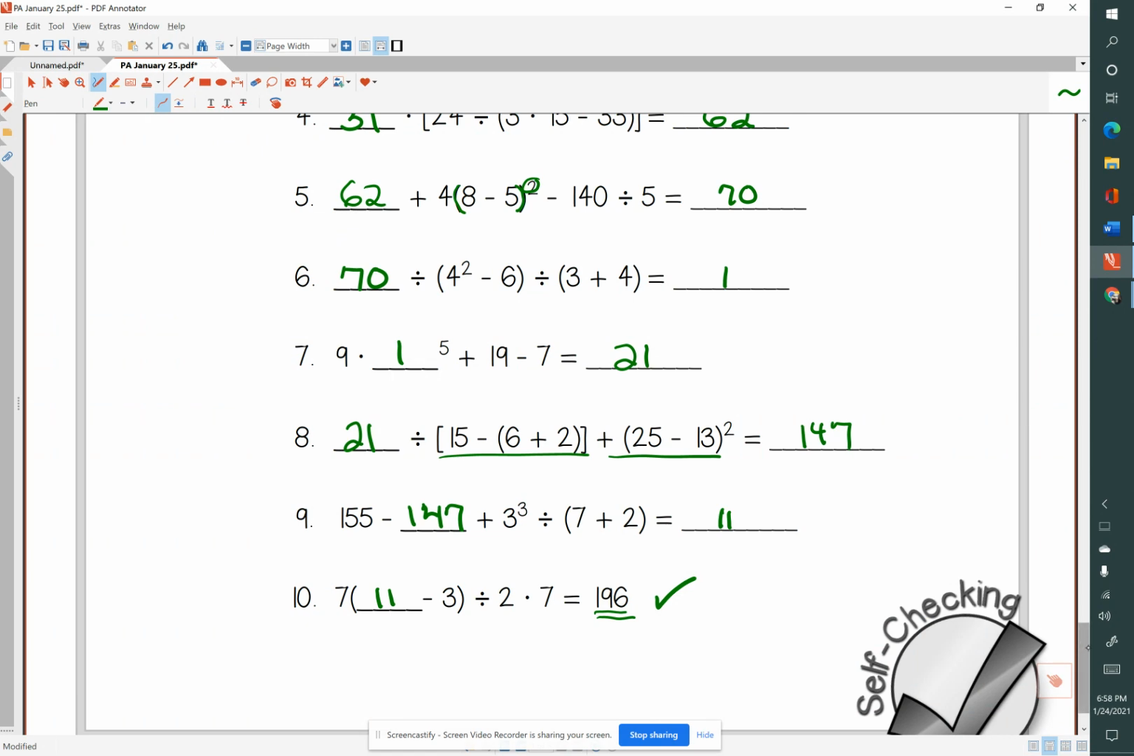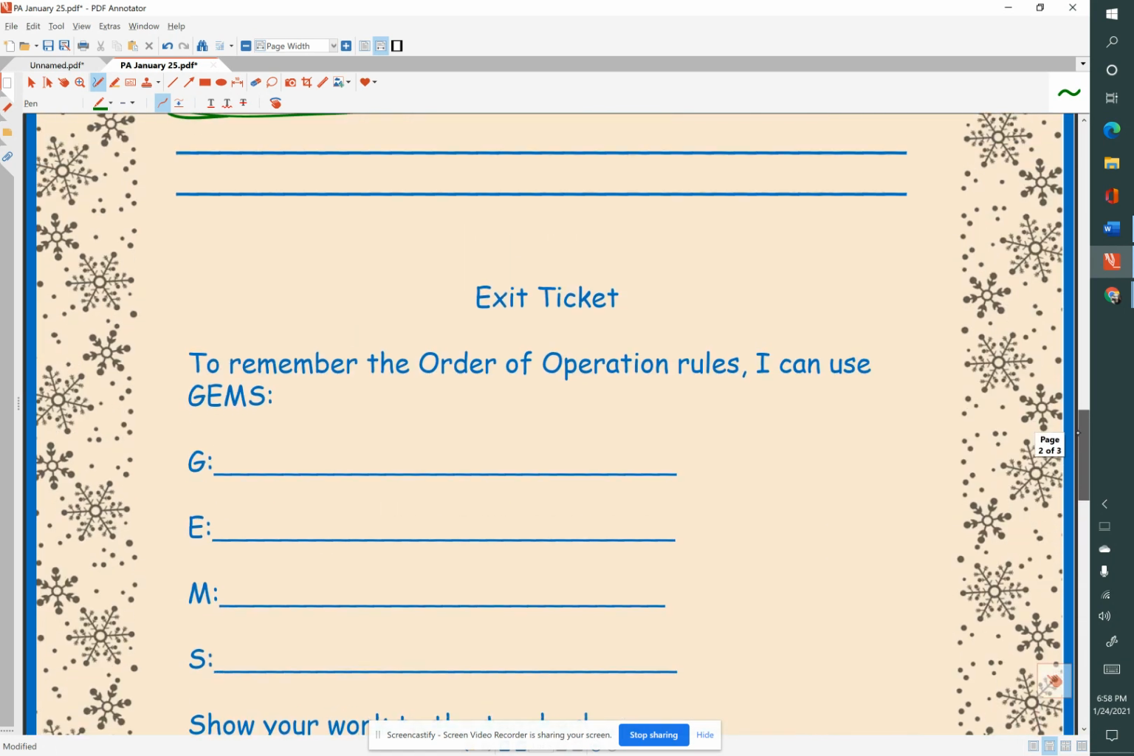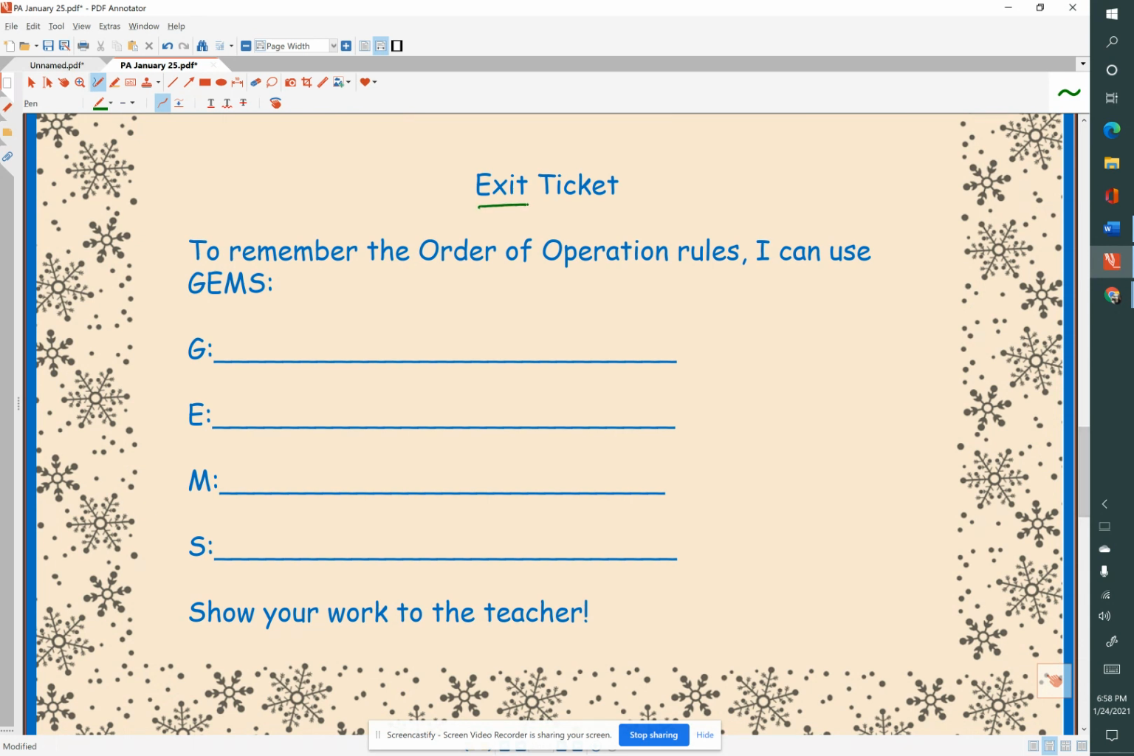Good job. Let's go back to our exit ticket. So to remember the order of operations, I can use GEMS: grouping symbols first. And that would include parentheses, brackets, braces, absolute value bars, and the fraction bar, vinculum. Exponents and radicals.